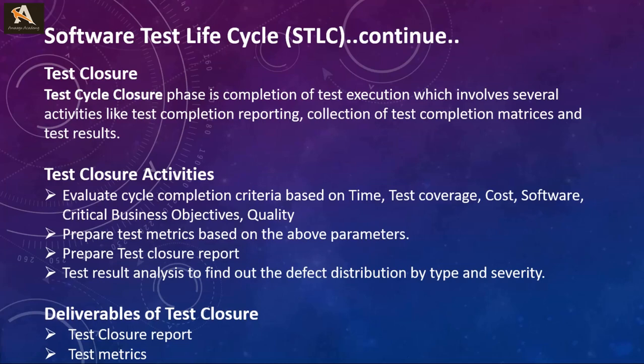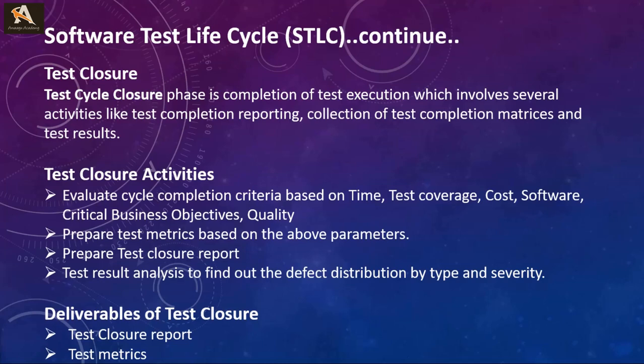Testing team members meet, discuss and analyze testing artifacts to identify strategies that have to be implemented in future, taking lessons from the current test cycle. The idea is to remove process bottlenecks for future test cycles. Test cycle closure activities. Evaluate cycle completion criteria based on time, test coverage, cost, software, critical business objectives, and quality.